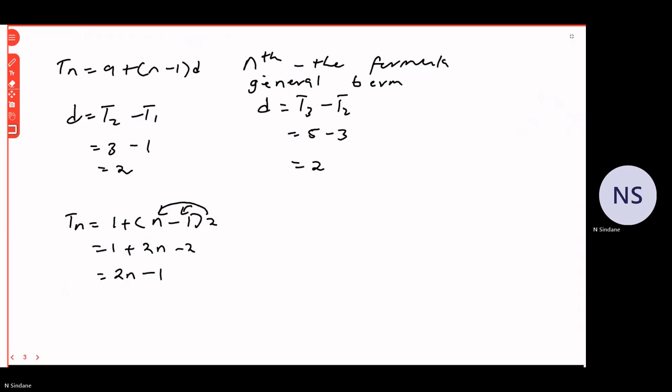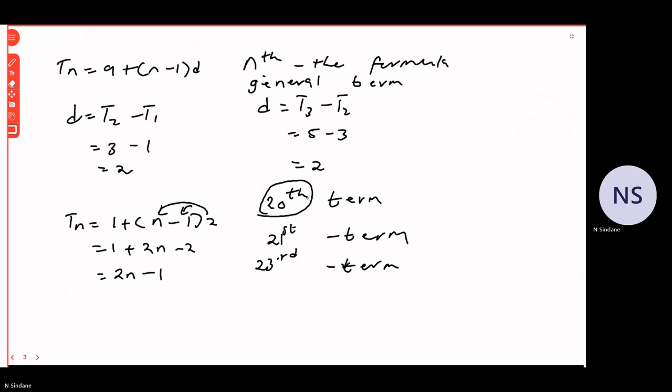So the next thing is to calculate the 20th term. What is the 20th term? So in this case, if they say 20th, 21st, 23rd, these things, they are simply telling you to calculate the value of Tn. You are given the value of n. This is the value of n. So they need you to calculate Tn.